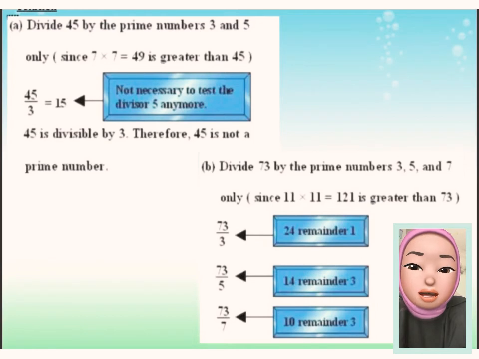Then, look at B. Divide 73 by the prime numbers 3, 5, and 7. When we divide 73 by 3, we have remainder 1. Then when we divide 73 by 5, we have 14, remainder 3. Then, when we divide 73 by 7, we get 10, remainder 3. So we can conclude that it is a prime number.